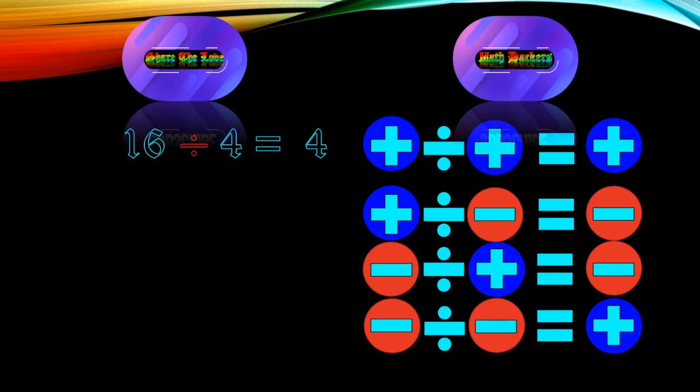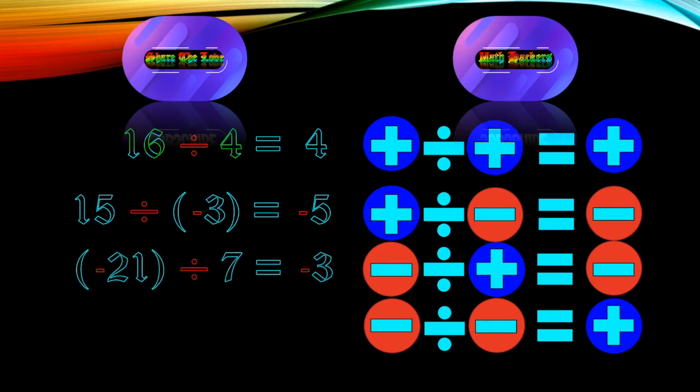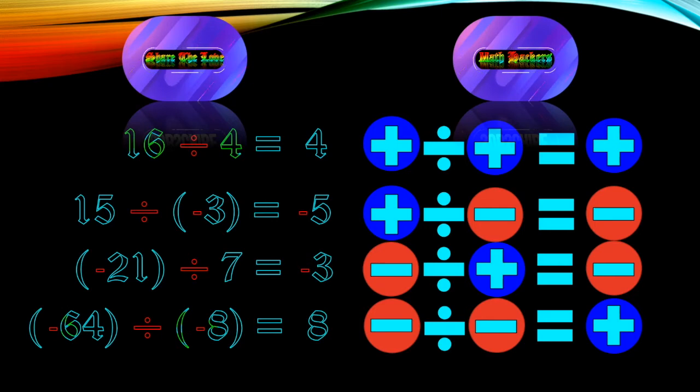When you have a positive number and you divide it by another positive number, you're going to get a positive number. As in, 16 divided by 4, you'll get positive 4. Similarly, if you have a negative number and you divide it by another negative number, you'll get a positive number. As in, negative 64 divided by negative 8, you'll get positive 8.